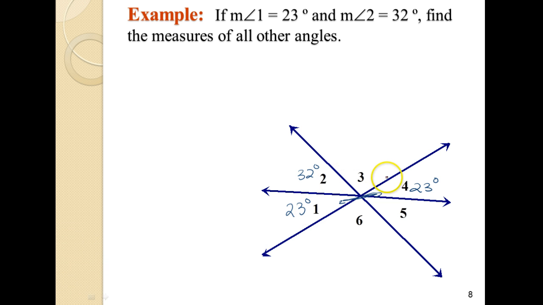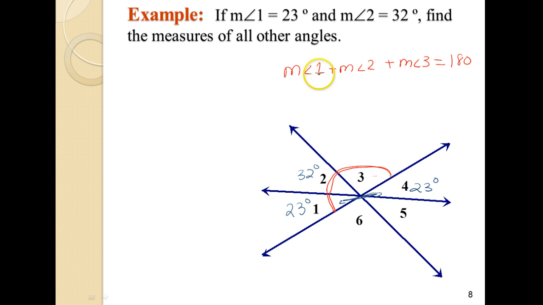Red. Alright, now if I look at this right here, angles 1, 2, and 3 will form a straight angle, and you know a straight angle is 180 degrees. So 1, 2, and 3 will form 180 degrees because they are adjacent angles. So the measure of angle 1 plus the measure of angle 2 plus the measure of angle 3 is supposed to add up to 180 degrees.